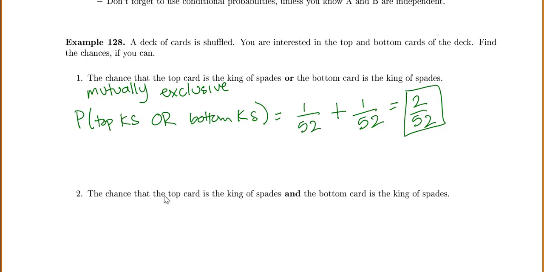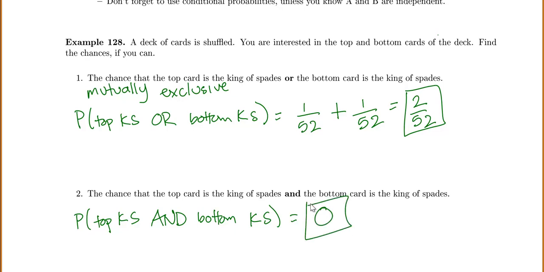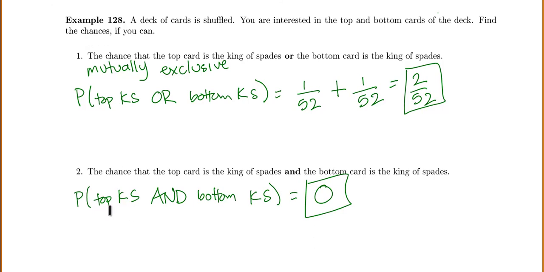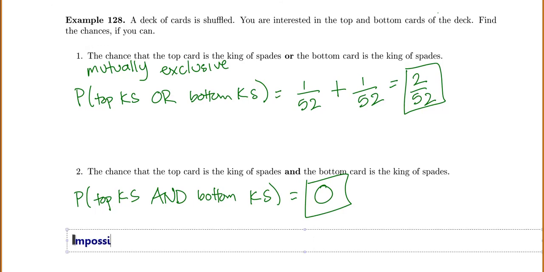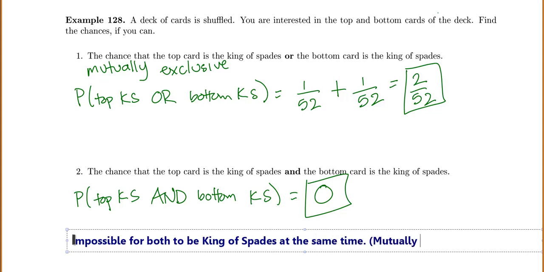Now number 2, the chance that the top card is king of spades and the bottom card is king of spades. Normally I would multiply here, but I don't even have to do that, because what is the probability that the top is the king of spades and the bottom is the king of spades? That would be 0, because it's impossible for both of them to be king of spades at the same time. That's why they were mutually exclusive.